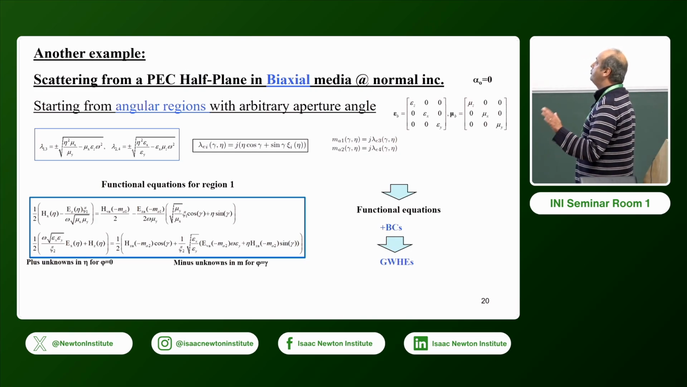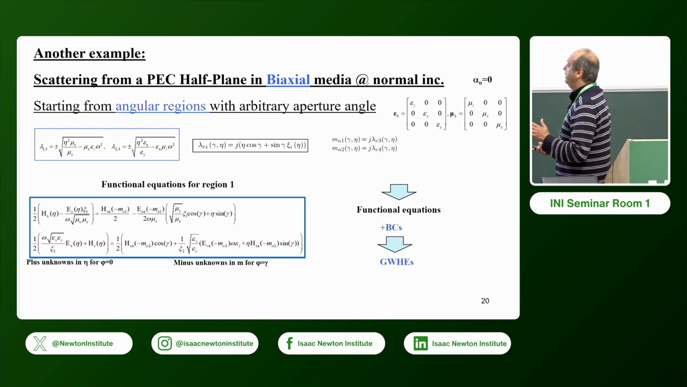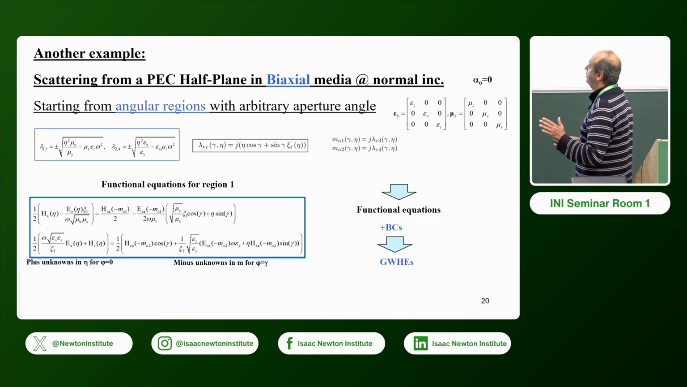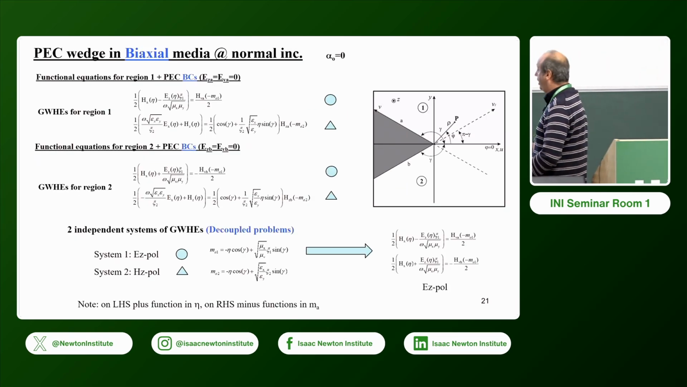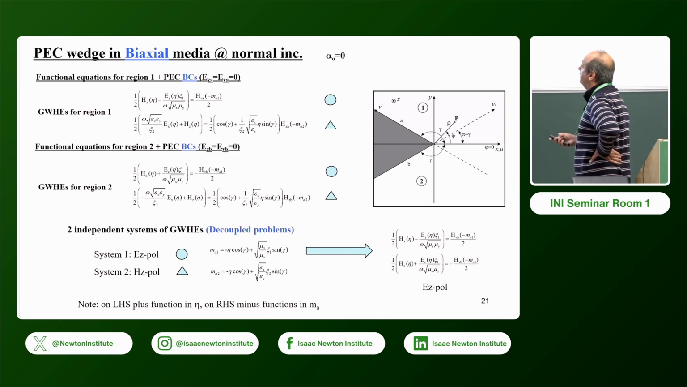We start from equations that in this case are defined for angular regions, for a generic gamma. We get the eigenvalue of the stratified problem. You know the relationship of the eigenvalue with the angular regions. Here we have the M value. In this case, we have two M values. These are the functional equations for region 1. If we want the generalized Wiener-Hopf equation, we need to impose boundary conditions, and in this case they are perfect conducting. Here are reported the equations for region 1, and again for region 2, after the boundary conditions.